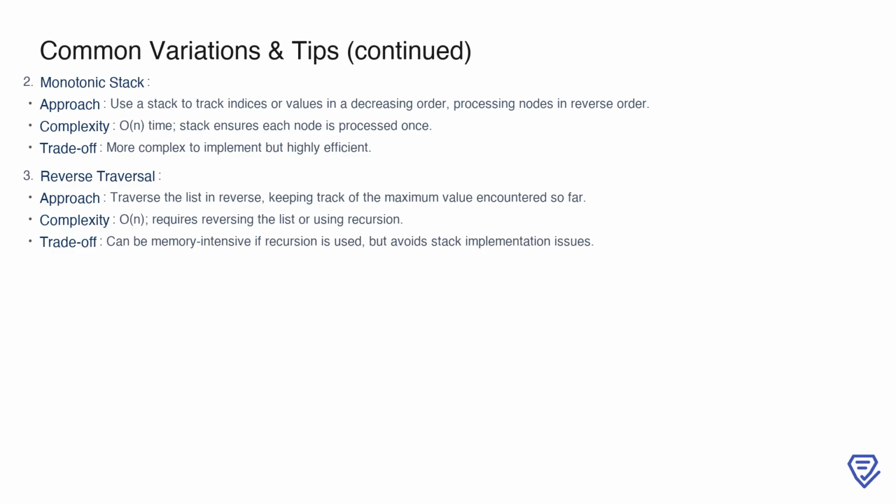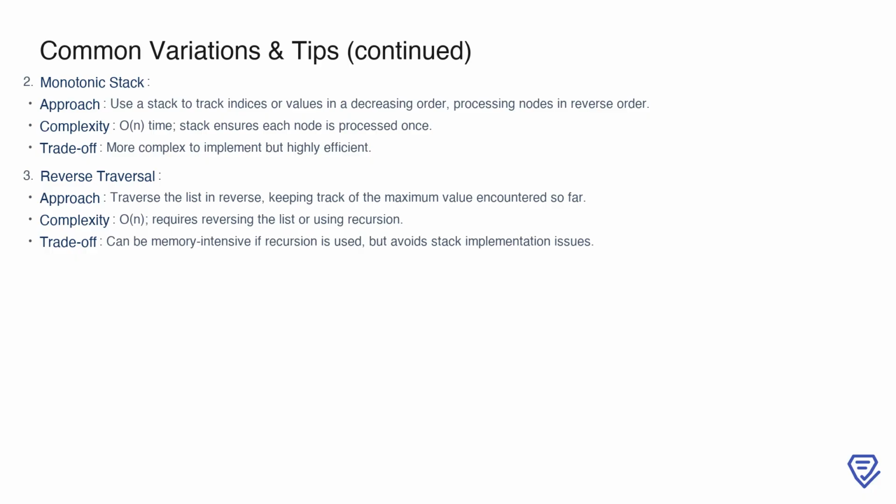A more efficient approach is to use a monotonic stack. Here, you process nodes in reverse order, maintaining a stack to track indices or values in decreasing order. This ensures that each node is processed only once, achieving an O(n) time complexity. Although this method is highly efficient, it can be more complex to implement compared to brute force.